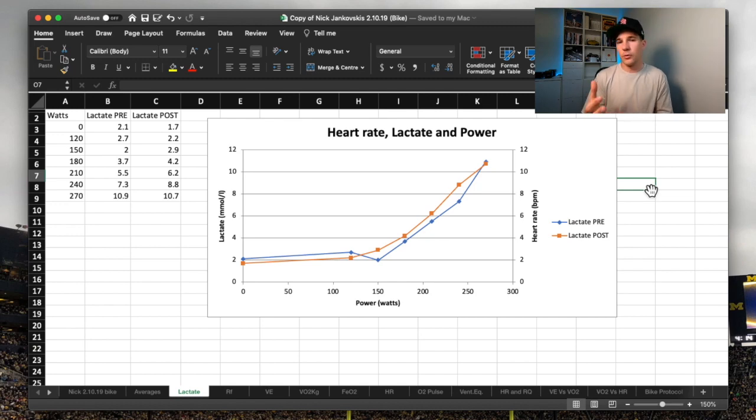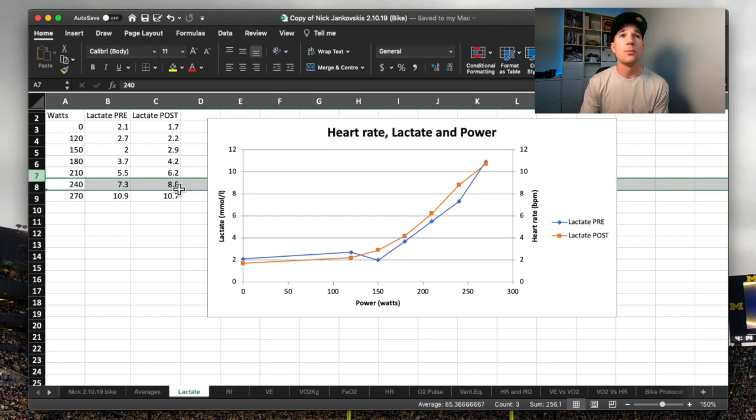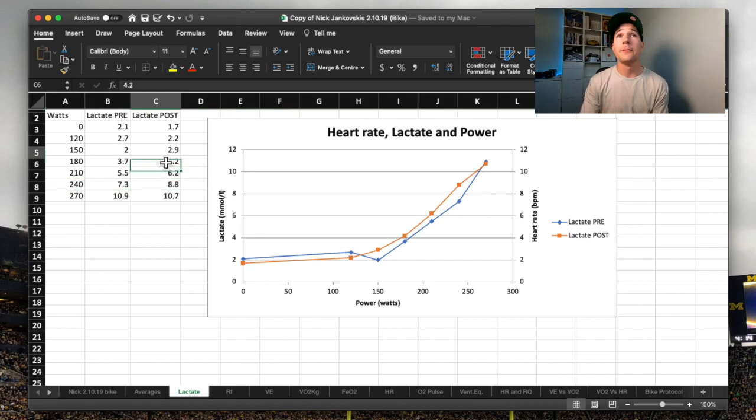So we've got relatively unchanged blood lactate. If we do have a look at the ins and outs though, you can have a look at here, 240 watts, blood lactate was slightly higher in the post-test. Same for 210, same for 180, same for 150. Pretty much all the way along, except for the first stage and the last stage, all these ones in the middle were all higher than the previous one.